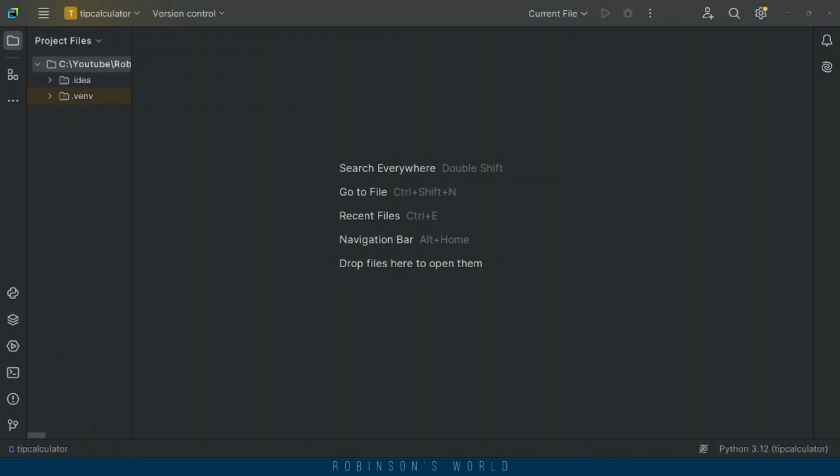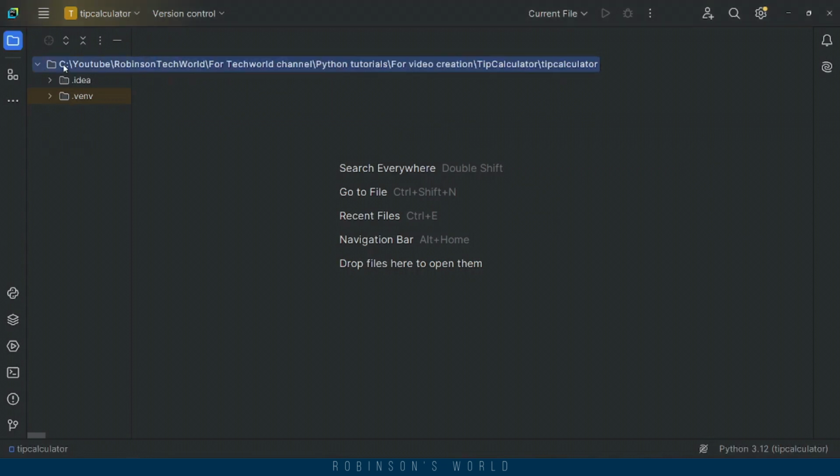Let's begin by setting up the basic structure of our program. We will start by asking the user to enter the total bill amount, the tip percentage they want to give, and the number of people who will be splitting the bill. So I'll create a new project, new file.